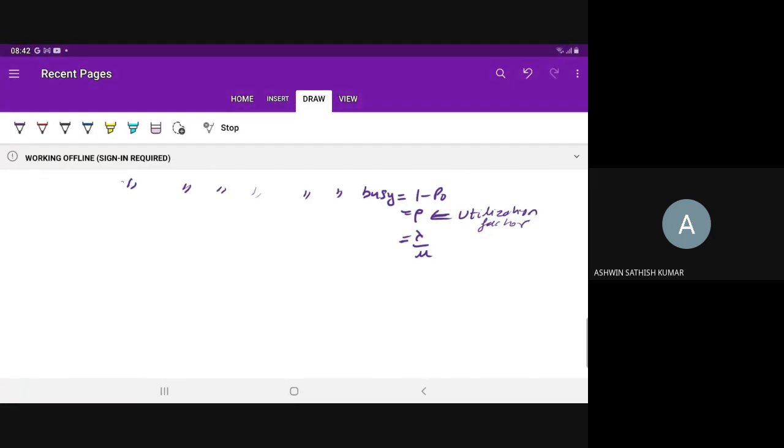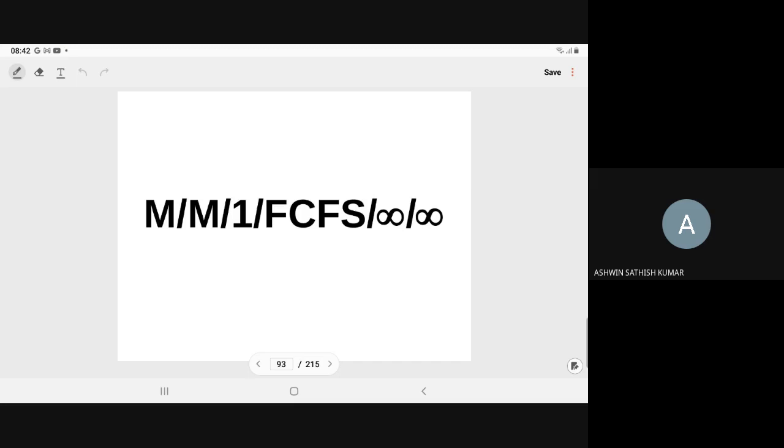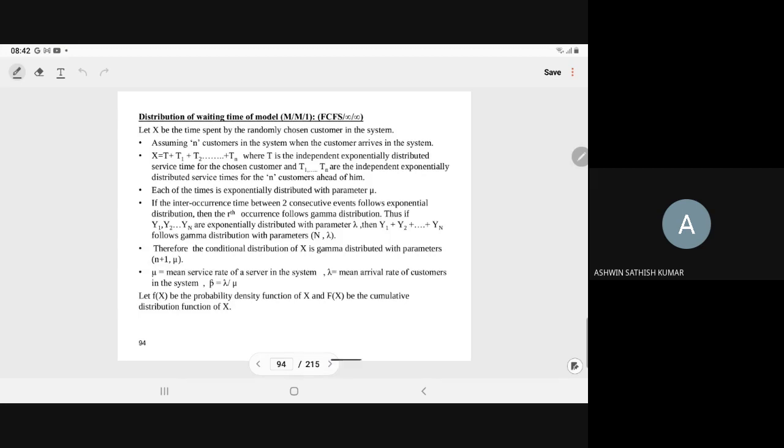So for any performance measures, you want the repetition. Here we have completed the M/M/1 FCFS infinity. Let us have some problem.